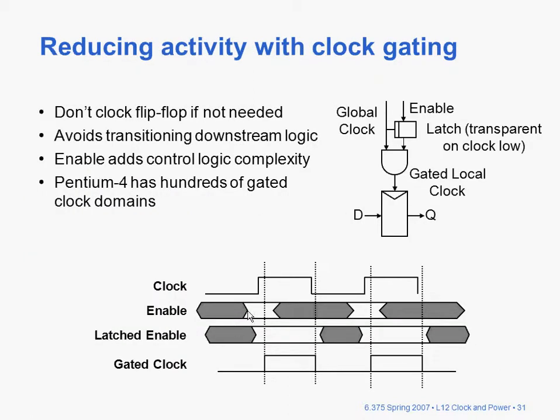Here's an example of clock gating. This particular example isn't all that clear because the gated clock looks like it's identical to the system clock, but the idea is it can be enabled for just periods of time when you want this gated clock to be active. And it was pointed out the Pentium 4 has hundreds of gated clock domains.